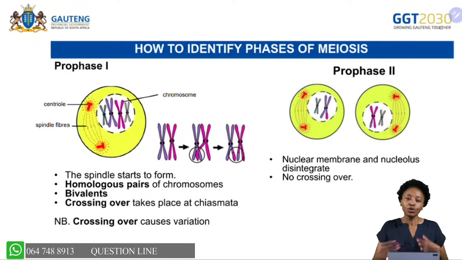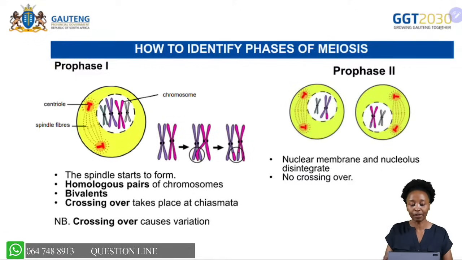Then how do we identify the phases? I said the questions that you will get, you will be given the phase, and then the question would be, what is this phase? How do you know that it is this phase? So these are the tips that you can have a look at. With prophase 1, how would you know that it's prophase 1?